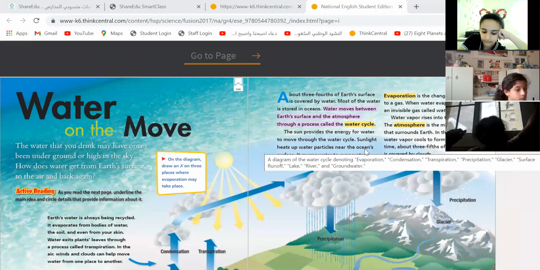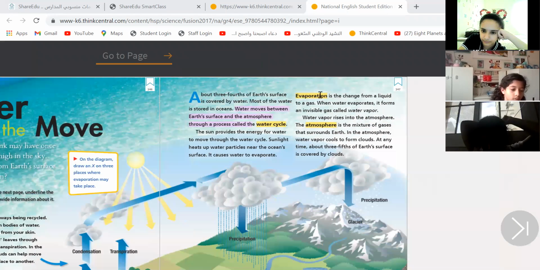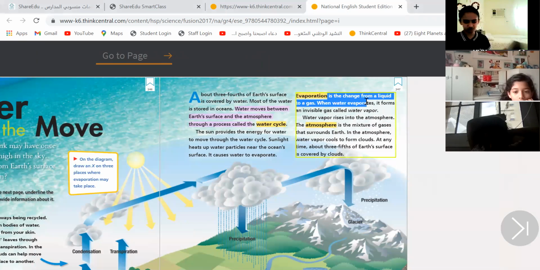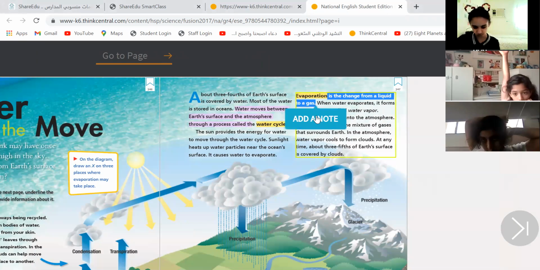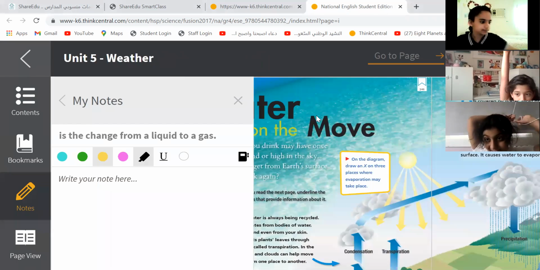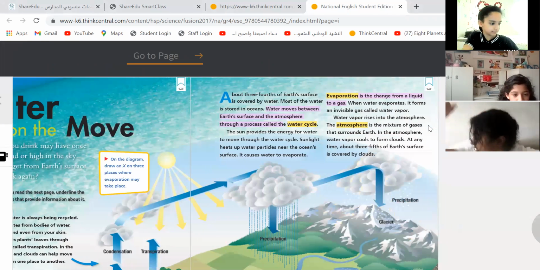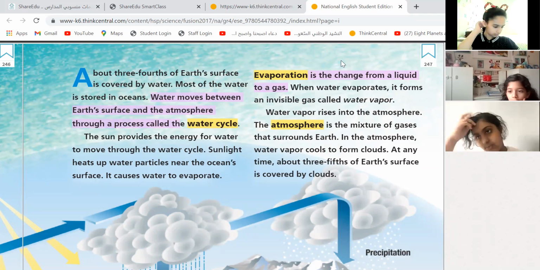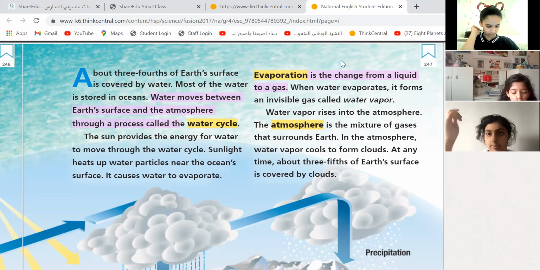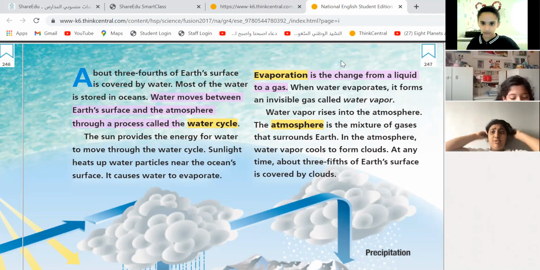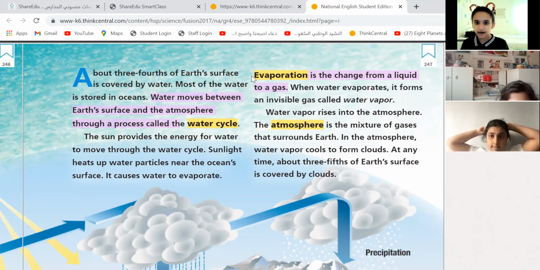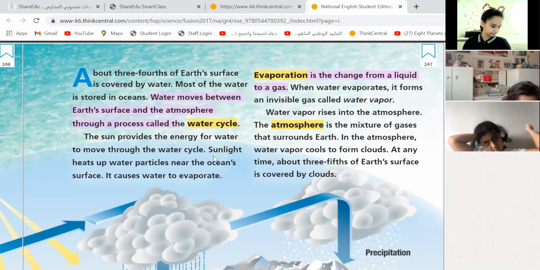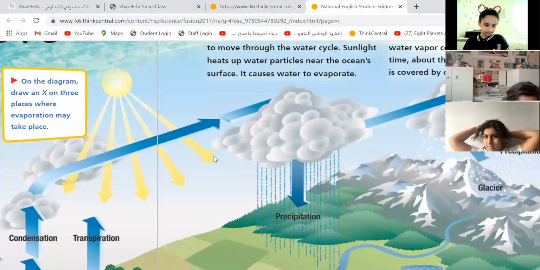Now let's see, the water evaporates. What does it mean? Yes, Layan, can you read for me? Evaporation means what? Evaporation is the change from a liquid to a gas. Excellent. It's the change from liquid to a gas.